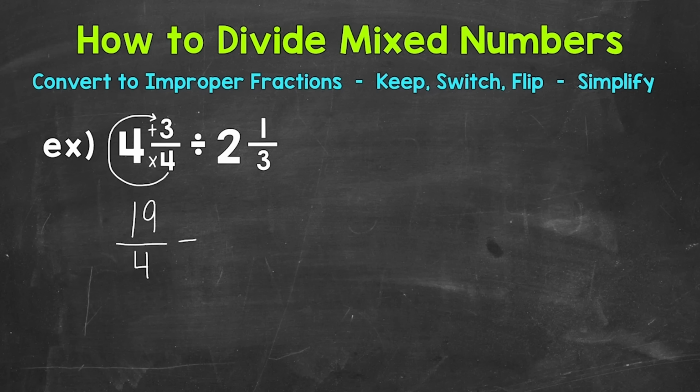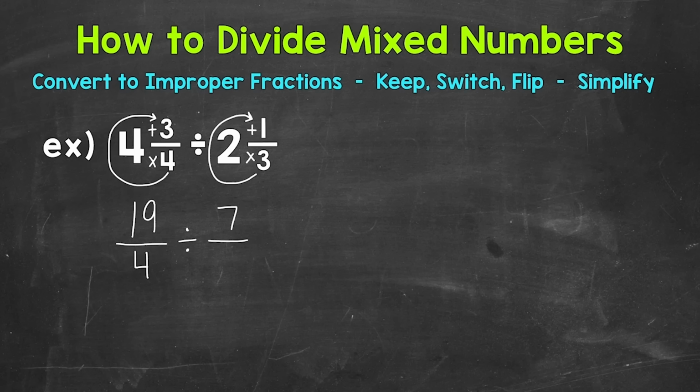Then we can bring our division sign down and convert our second mixed number. So again, we multiply, then add. So 3 times 2 is 6, plus 1 is 7.